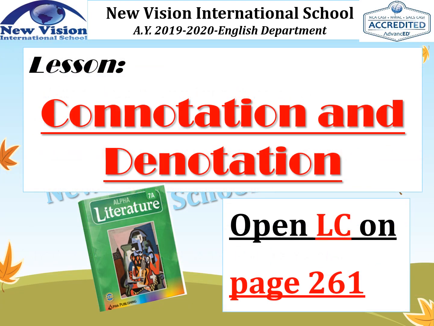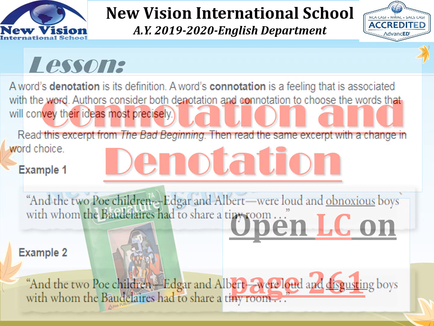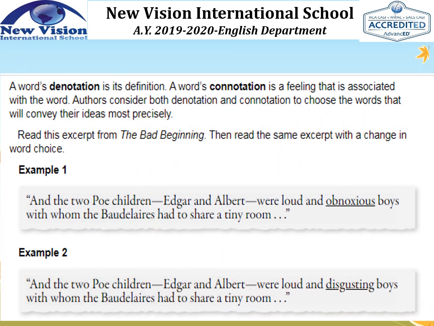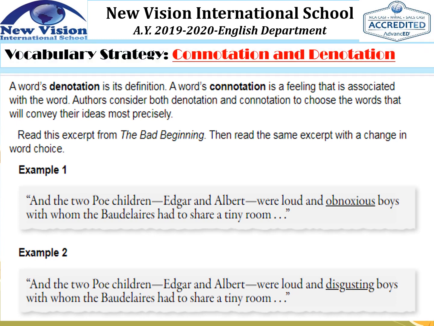Moving on with our next lesson, connotation and denotation. We are still on your vocabulary lessons for this week. Open your literary companion on page 261. On our text for page 261, it is written there, a word's denotation is its definition. These are the usual or common definition that we can find in a dictionary.